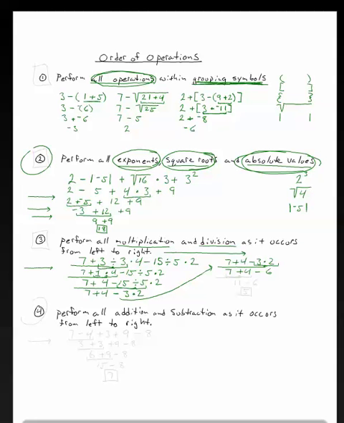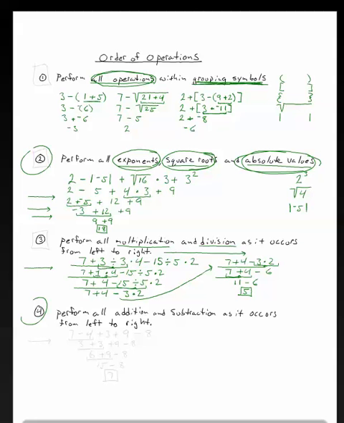Now I don't have any multiplication or division left, and that's when I go to step 4. And that's doing all addition and subtraction as it occurs from left to right. So I go from the left to the right, and I do the first addition or subtraction that I find. And that's 7 plus 4, which is 11, minus 6. And then the last thing I have to do is 11 minus 6, which is 5.